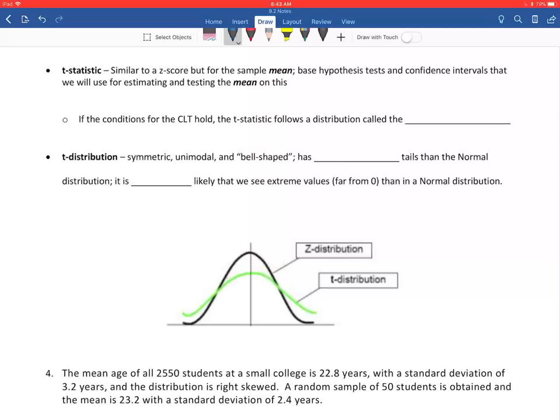Okay, in Chapter 9, we're introducing what's called the t-statistic. The t-statistic is similar to a z-score, but this is for the sample means. So we're going to base our hypothesis tests and confidence intervals on this. And again, this is specifically for a mean. So the proportions relied on z values and z-scores and z-statistics, and the means are going to rely on the t-statistics. So if the conditions for the CLT hold, the t-statistic will follow the t-distribution.